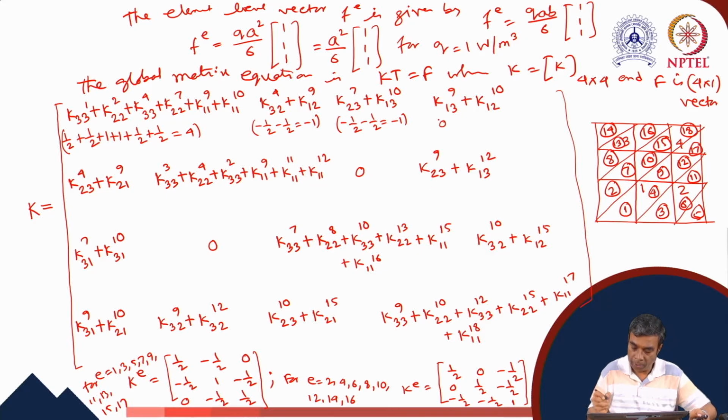And K1210. K1210 is also 0. So this gives us K14 as 0. Now we go to K21. Because of symmetry, we can simply predict that K21 must be equal to K12, which equals minus 1. Still, we make the calculation.